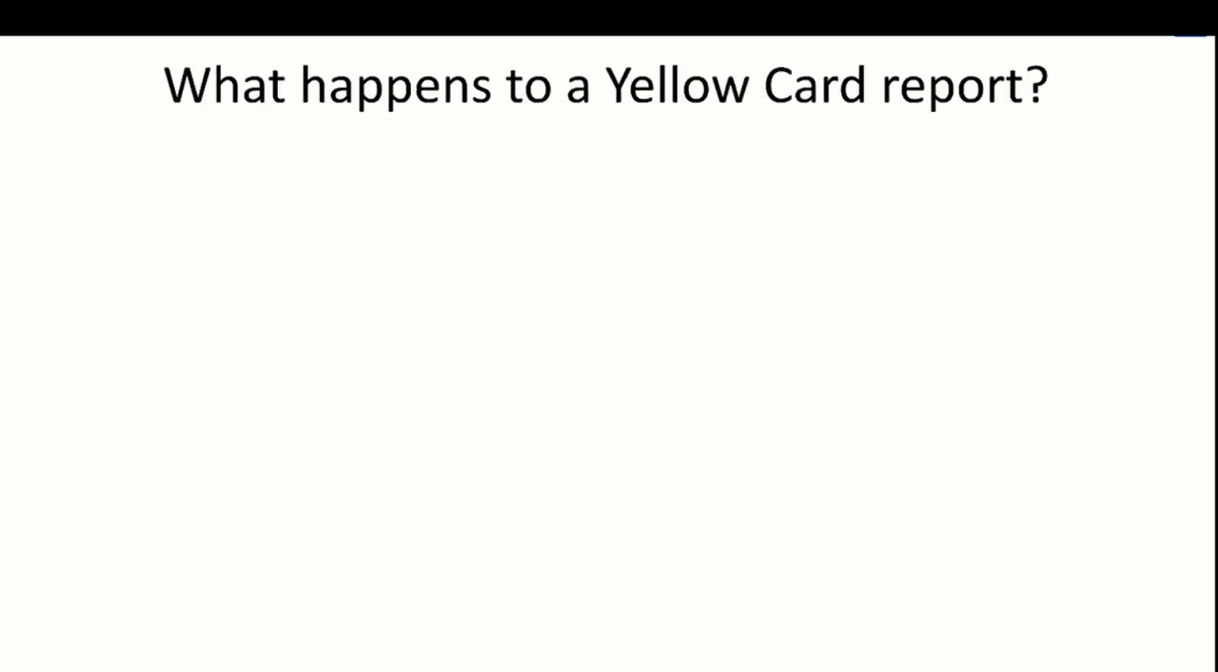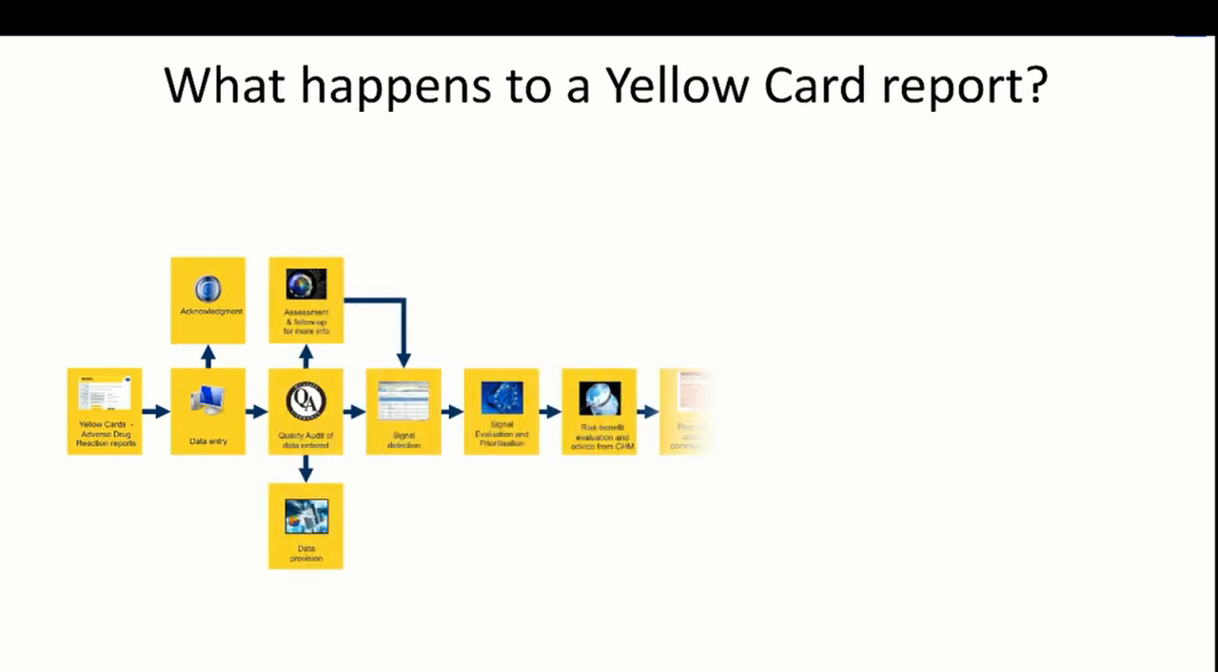After a yellow card is received by the MHRA, the data is entered into the database and the reporter is acknowledged. Further information might be requested. There is then a series of steps in the analysis of the data before it is batched and regularly placed in front of the Commission on Human Medicines. Particularly important amongst those steps is an assessment of causality.